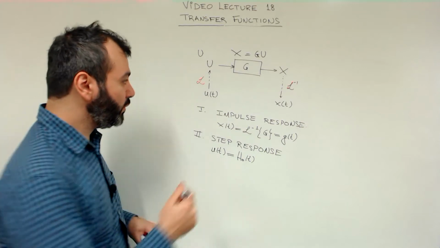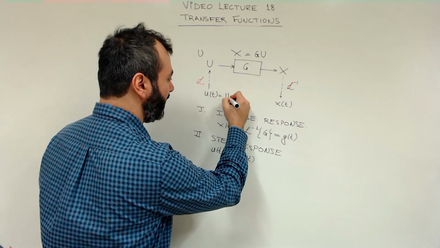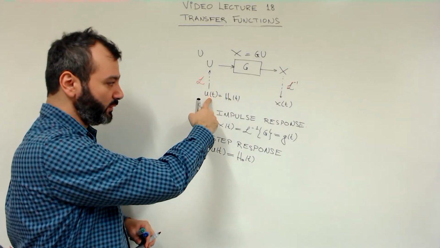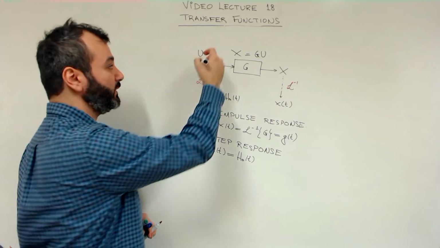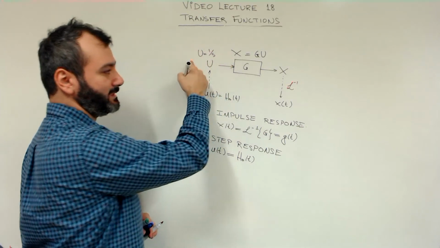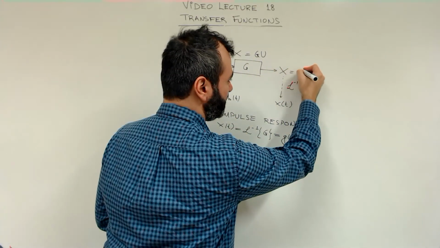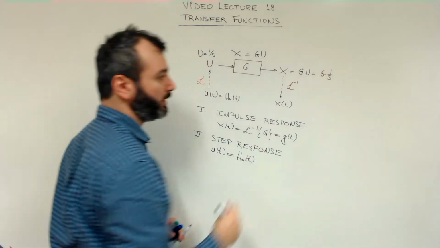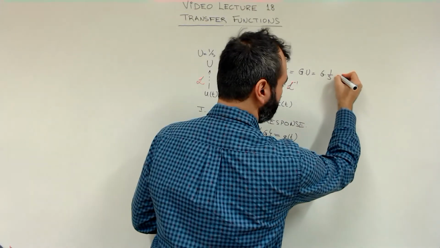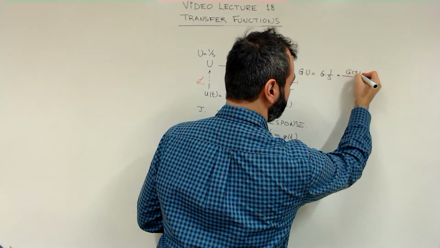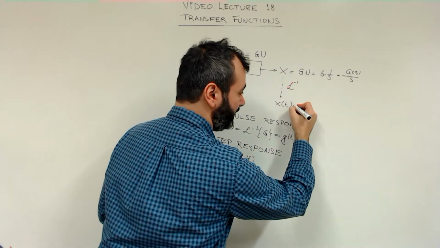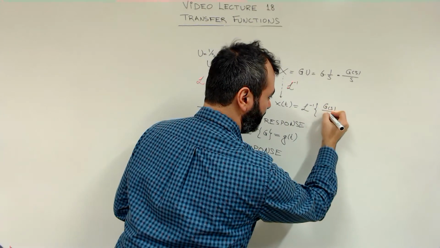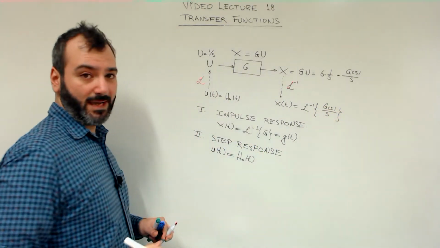So in that case, if u of t is equal to 1 or h0, then the S-domain signal that corresponds to u, if we apply the Laplace transform here, we will get 1 over s. And then x is of course equal to g times u, so g times 1 over s, or just g over s. And x of t is the inverse Laplace transform of g of s over s.